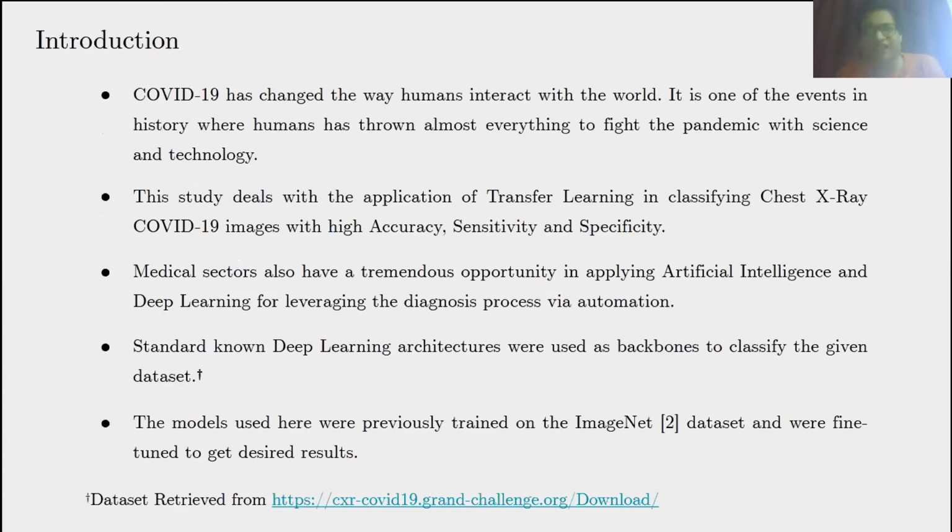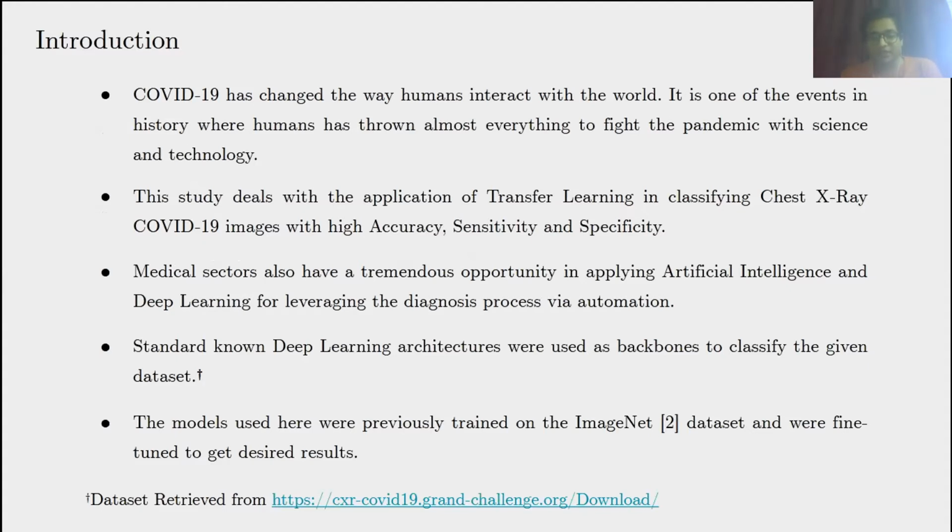COVID-19 has changed the way humans interact with the world. It is one of the events in history where humans have thrown almost everything to fight the pandemic with science and technology. So for this study, we deal with the application of transfer learning in classifying chest X-ray COVID-19 images with high accuracy, sensitivity, and specificity.